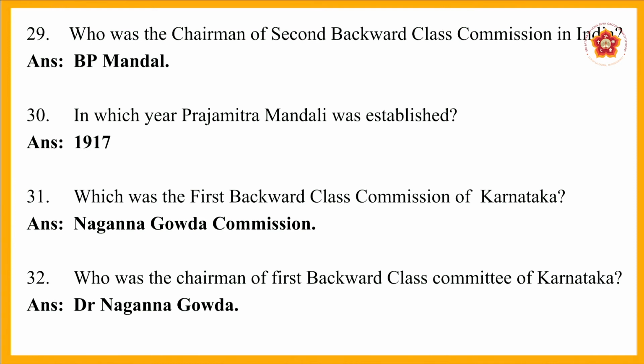Who was the chairman of second backward class commission of India? B.P. Mandal. In which year Prajamitra Mandali was established? 1917. Remember, it was in Karnataka. It was first time all the caste got together and even the Muslims got together to advocate their rights, to ask for their rights, and then they formed this particular Mandali, Prajamitra Mandali. Which was the first backward class commission of Karnataka? It was Naganna Gowda Commission. It will be good if you can mention the year also. Who was the chairman of the first backward class committee of Karnataka? Dr. Naganna Gowda.